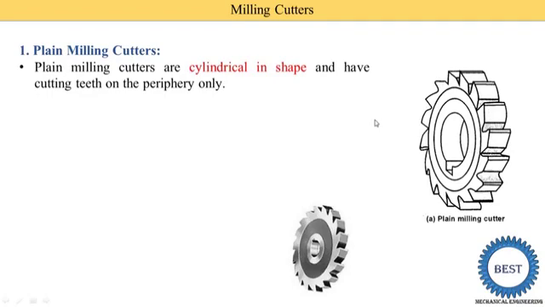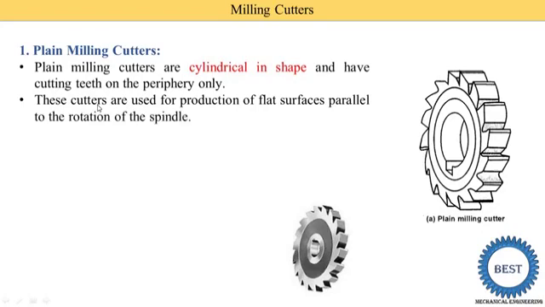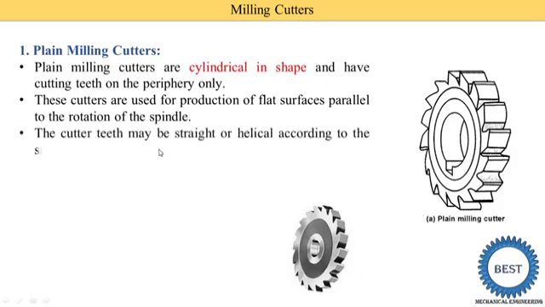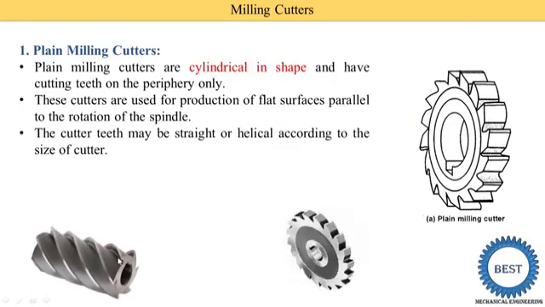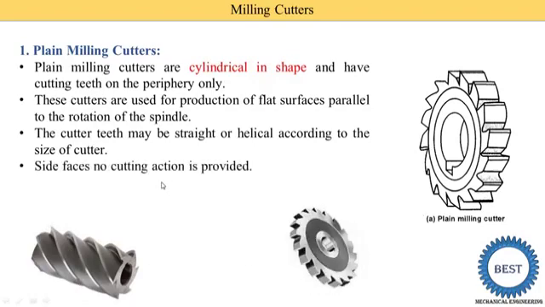So here you see another image of this plane milling cutter. These cutters are used for production of flat surfaces, means when we need to generate a flat surface, at that time this tool is used, and for flat surfaces parallel to the rotation of the spindle. These cutter teeth may be straight or helical according to the size of the cutter. In this image you see that it is straight, but it may be helical depending upon the size of the cutter. In this image you see helical teeth are available and this is a straight tooth. So depending upon the size it is different.